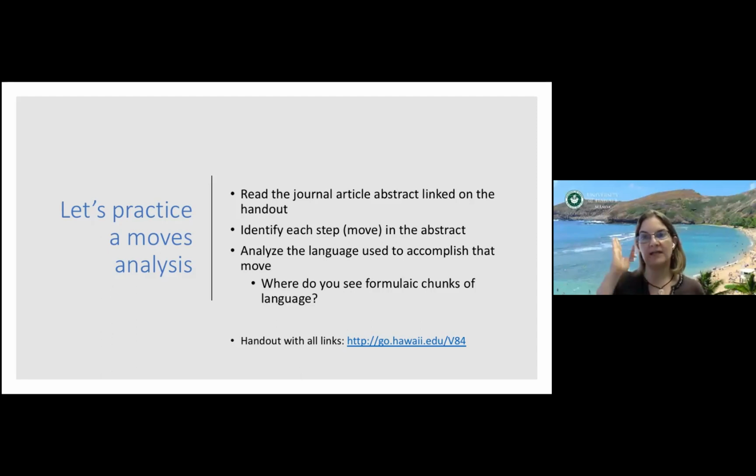So think about what does each sentence do? Are there multiple sentences in one move? Where do you see formulaic chunks of language? I'm not going to give you a lot of time to do this because unfortunately with a slightly more than 1 hour workshop, we really don't have time for it. And then if you see anything, feel free to just type a little thing in the chat. Let us know. What have you noticed?